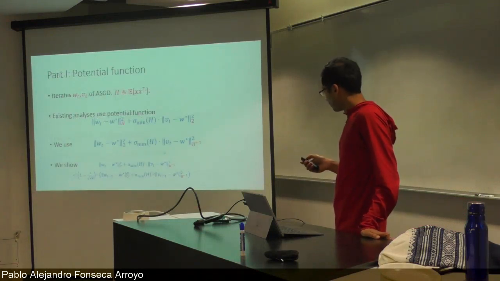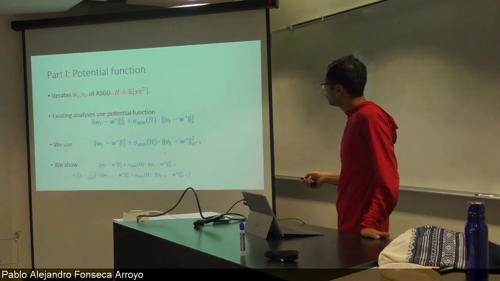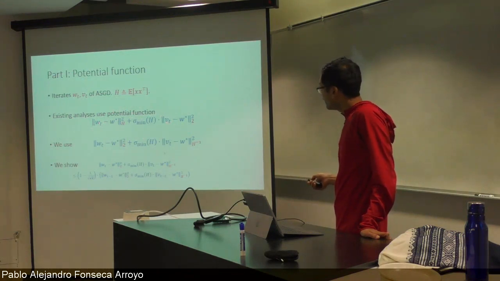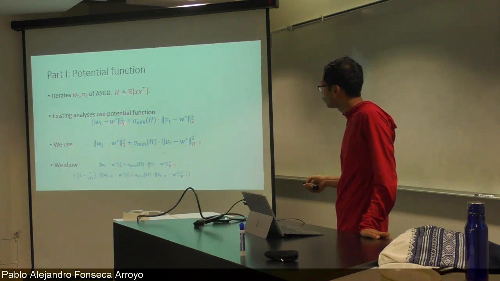So for the first term, the main intuition is that if you look at the potential function that is used in the proof of the deterministic version of Nesterov's accelerated gradient, it has two iterates, right, Wt and Vt, and then the potential function that one uses measures the error in Wt and Vt in different norms. So you measure the error in Wt in the H norm, where H is the covariance matrix, and in Vt in the L2 norm.